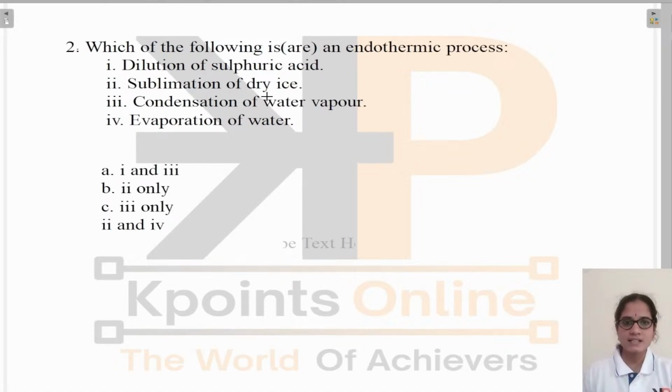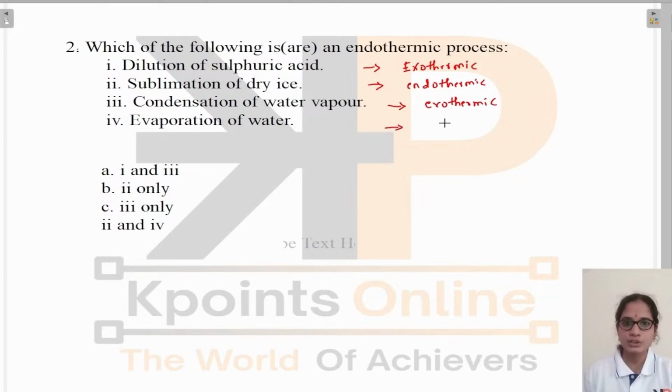Which of the following are endothermic processes? Dilution of sulfuric acid, sublimation of dry ice, condensation of water vapor, evaporation of water. Let us check. Dilution of sulfuric acid is an exothermic process as heat is released during dilution. Then sublimation of dry ice, where dry ice is directly converted into the gaseous state, is an endothermic process as it requires energy. Condensation of water vapor releases heat to the environment, so it is exothermic.